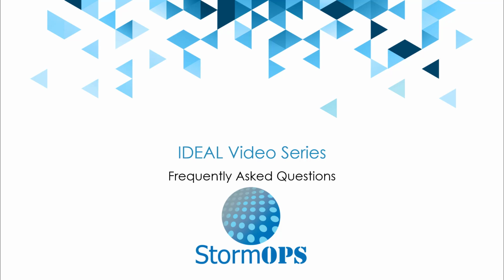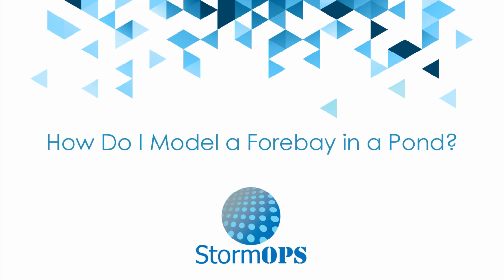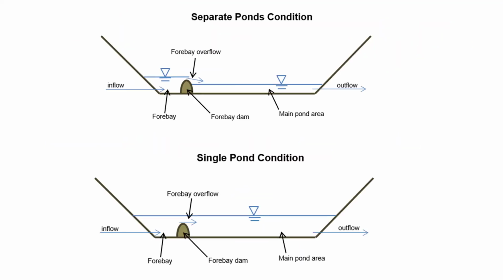This is a series of short videos to explain how to approach common scenarios, model specialized BMPs, or troubleshoot typical issues. Today's video is about how to model a forebay in Ideal. A properly designed forebay acts as a small pond that treats runoff before it enters the main pond. The small pond and the main pond act separately until the depth in the larger portion is equal to the height of the forebay dam.